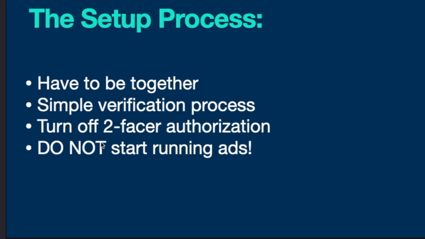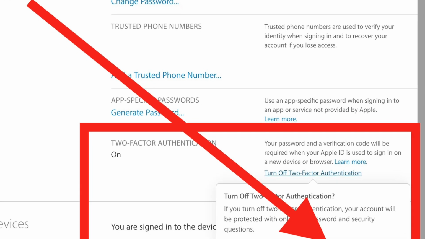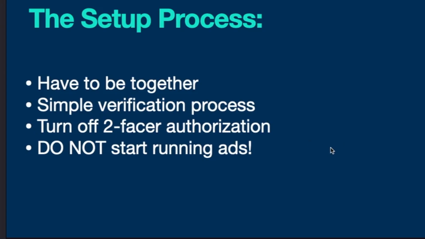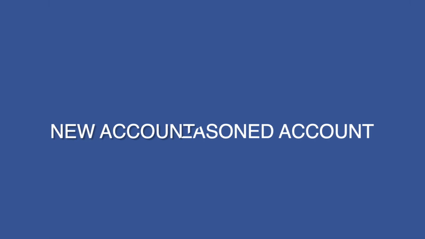Another thing I would recommend is that if the person has two-factor authentication on their account, ask them to turn it off, because it's just going to make your life harder down the road, as it's going to ask you to authenticate with an SMS or authenticator app. So just make sure that this is turned off. And lastly, do not start running ads at this point. Just do not do that. You're going to ruin everything if you don't follow the warm-up process that I'm going to talk about in just a sec.